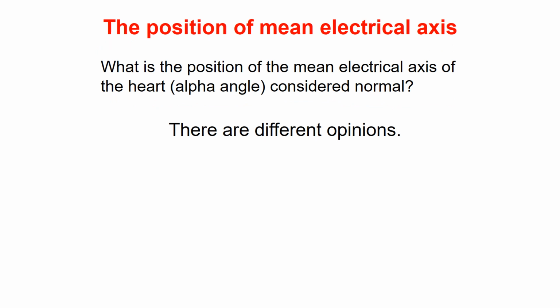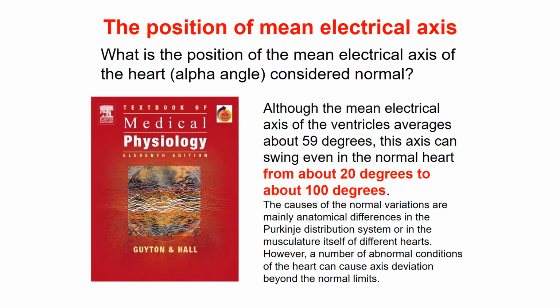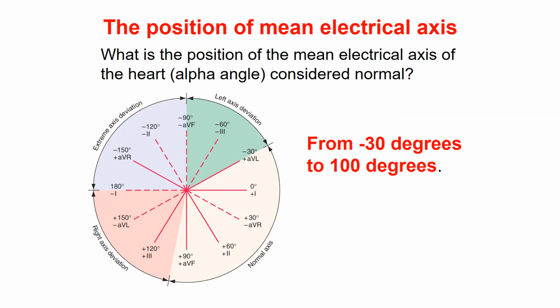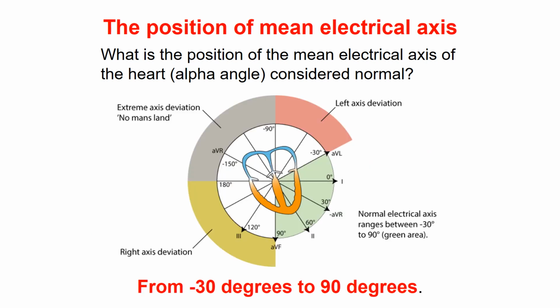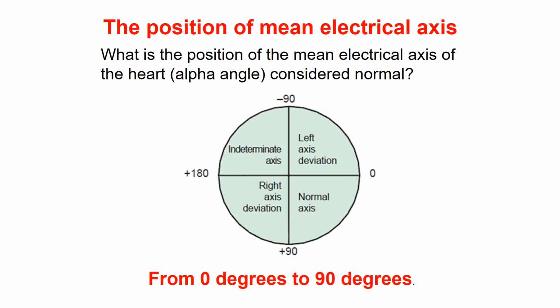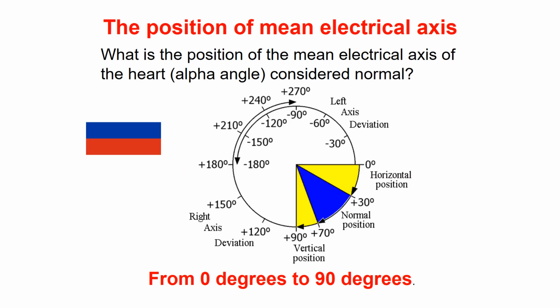What is the position of the mean electrical axis of the heart, alpha angle, considered normal? There are different opinions. Although the mean electrical axis of the ventricles averages about 59 degrees, this axis can swing even in the normal heart from about 20 degrees to about 100 degrees. Guyton: from -30 degrees to +100 degrees. From -30 degrees to +90 degrees. From 0 degrees to +90 degrees. In Russia, from 0 degrees to +90 degrees.